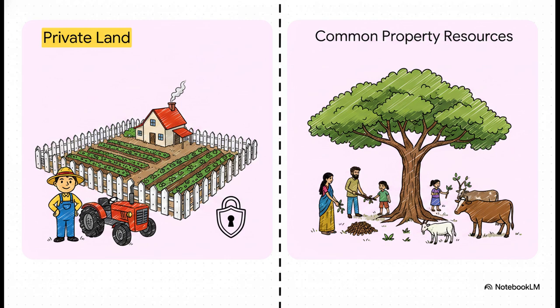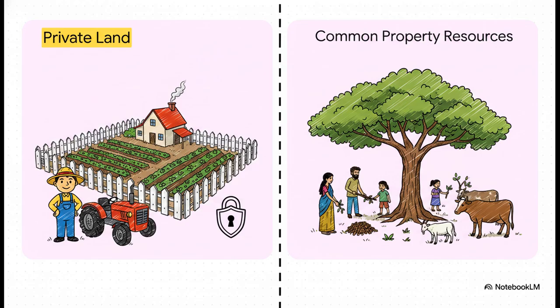On one side, we have private land. Owning land in rural areas isn't just about farming. It provides crucial social status and acts as a financial safety net for credit during natural hazards. But on the flip side, we have common property resources, or CPRs. These are owned by the state or the village panchayat. And this brilliantly illustrates how CPRs act as an absolute lifeline, especially for landless and marginal farmers.